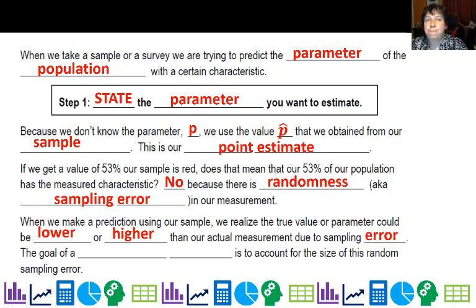The goal of the confidence interval is to account for the size of the sampling error. So if the value we get is here, we're like, oh, maybe the parameter's down here or maybe it's up here. So a confidence interval is to set a window where we think the true parameter could be with a certain amount of confidence, and we'll get into that later.